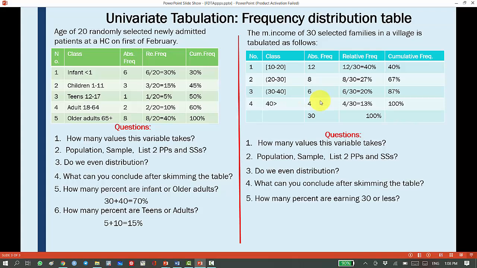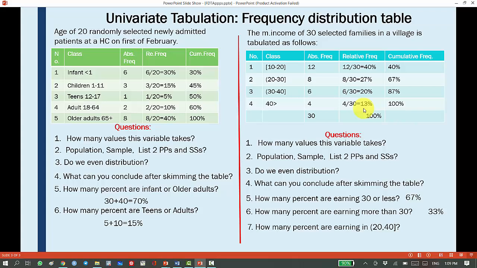How many percent are earning 30,000 or less? That's 30,000 or less here, the first class and the second class. That is 27 plus 40%, which is 67%. How many percent are earning more than 30,000? That is class 3 and class 4, 20% plus 13%, which is 33%.